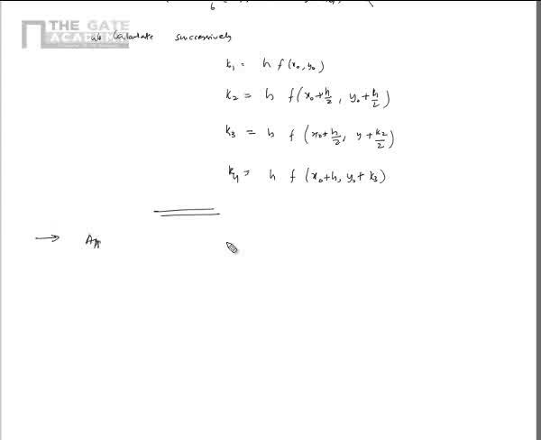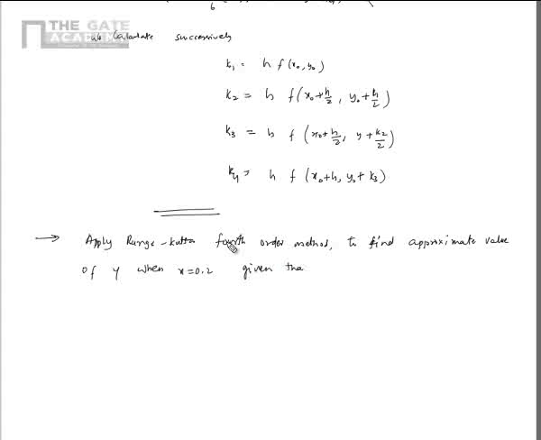Okay, so let's apply Runge-Kutta fourth order. Write down these. I am writing out the statement: find an approximate value of y when x is 0.2, given that dy by dx is x plus y and y is equal to 1 when x is equal to 0.